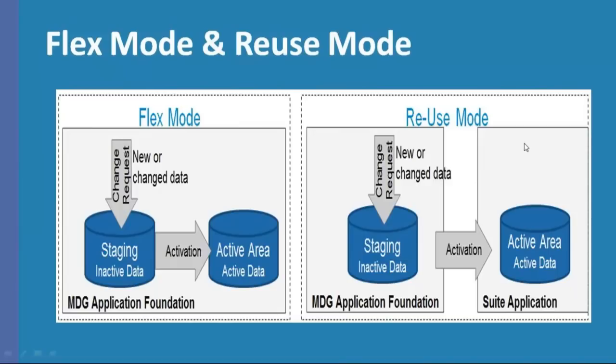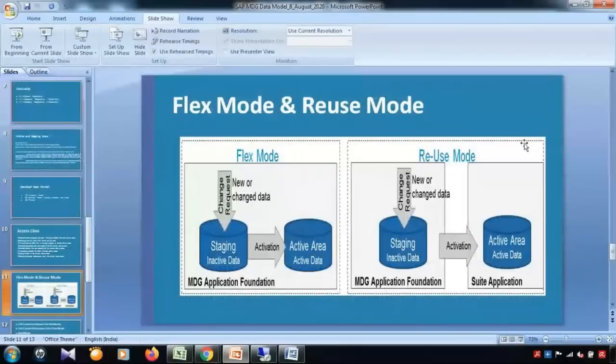Aditya, just a quick question over here. We saw that for each data model there was a check table and the text table and all, and then there will be corresponding active area tables, right? So in the flex mode, even though there is an active area, is it like another set of tables? Like if you take an example of. No. Yes, I understand your question.